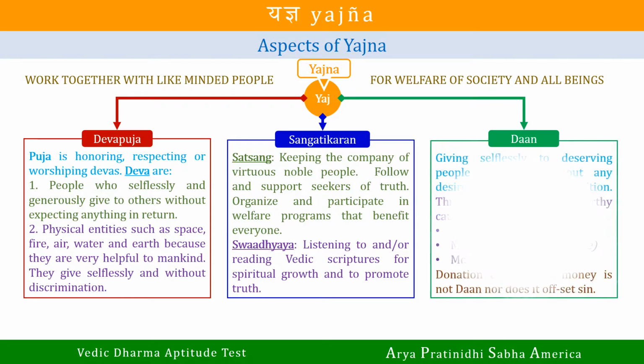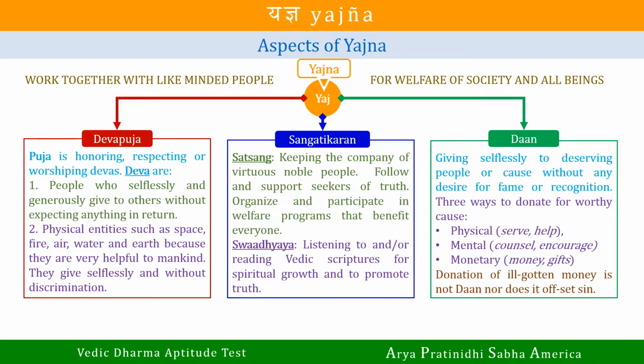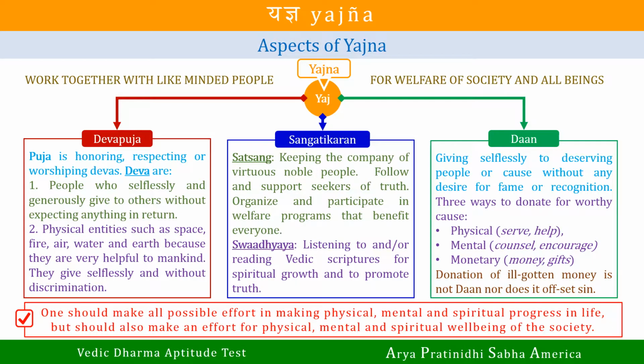Giving selflessly to deserving people or cause without any desire for fame or recognition is dan. There are 3 ways to donate for a worthy cause. Physical, to serve or help. Mental, to counsel or encourage. Monetary, money or gifts. But it's important to remember, donation of ill-gotten money is not dan, nor does it offset the sin. The main thing to remember is, one should make all possible effort in making physical, mental, and spiritual progress in life, but should also make an effort for physical, mental, and spiritual well-being of the society.